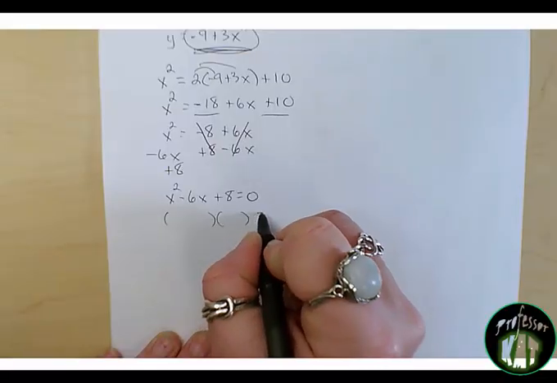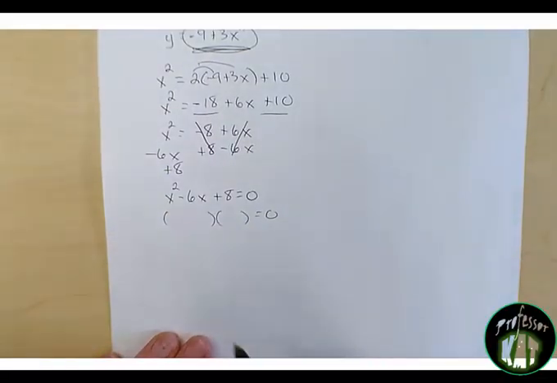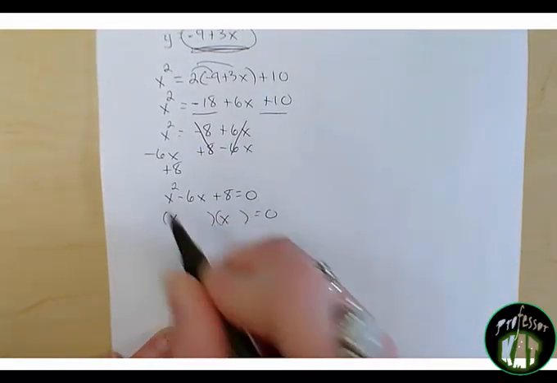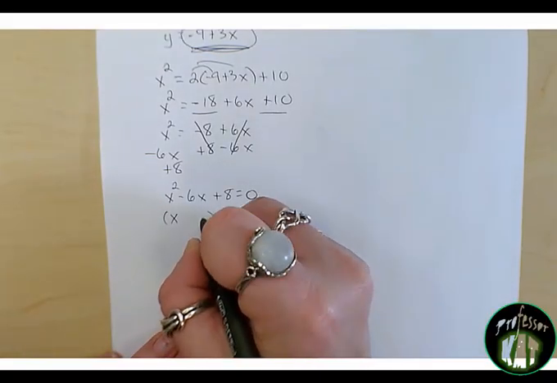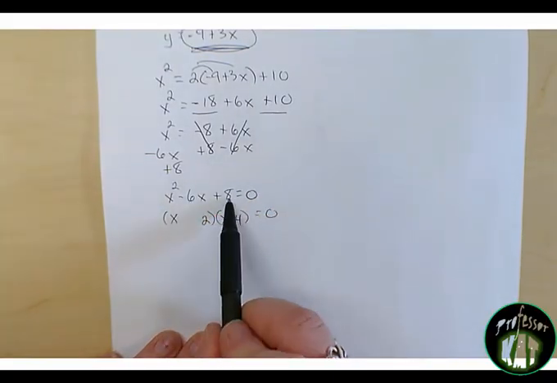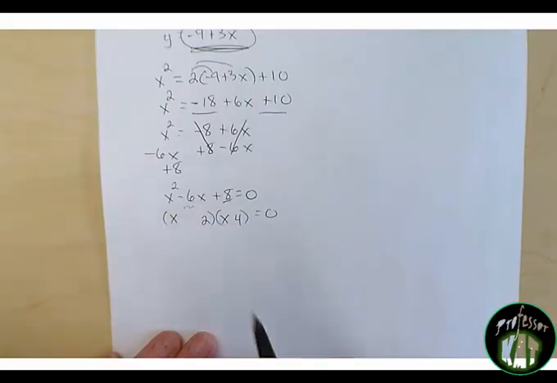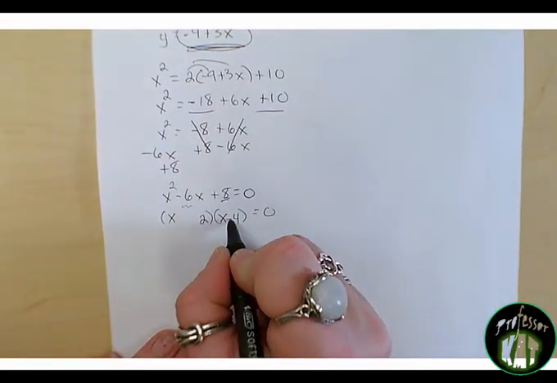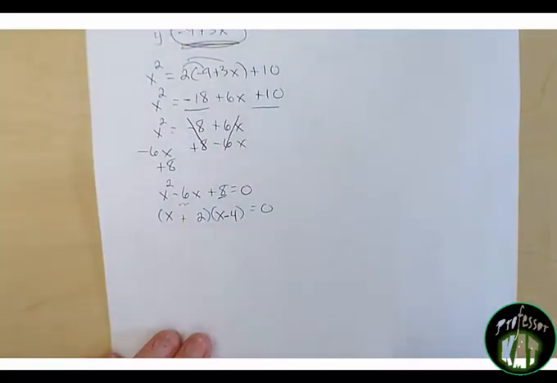I'm going to work on factoring this here. And if we work on factoring this, x times x gives us x squared. Factors of 8 that add or subtract to get 6 are going to be our 2 times our 4, with the minus on the 4 and the plus on the 2.